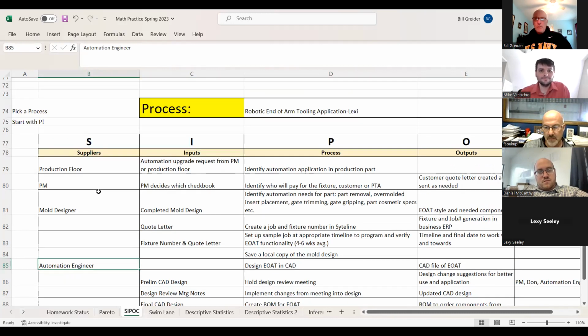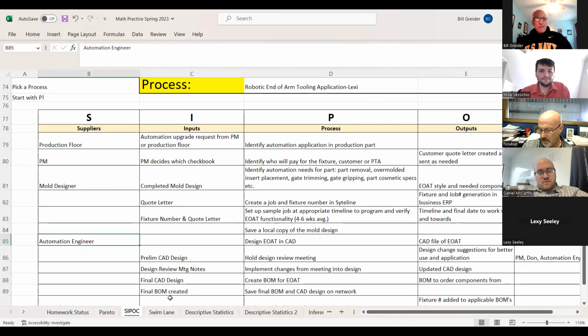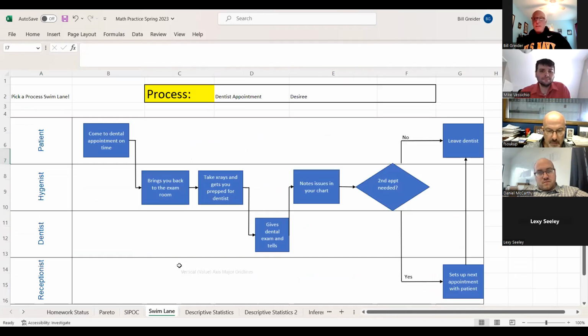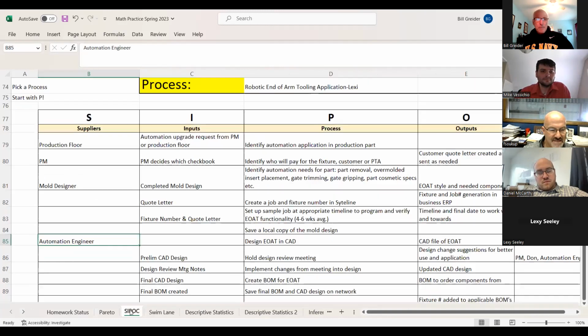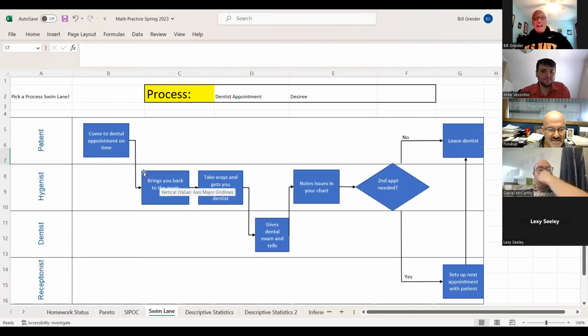But here's why I love it the most: it's so easy. Once I do this, especially if I have collaboration and everybody agrees to this SIPOC, now it becomes real easy to do a swim lane. I didn't do the swim lane. If I had more time, I'd do it, Lexi, for you. But again, the swim lanes would be all these people, all these suppliers. And again, from a lean standpoint, what I'm looking for is the handoffs, and I want to try to eliminate as many of those handoffs as I can to make this a lean process.